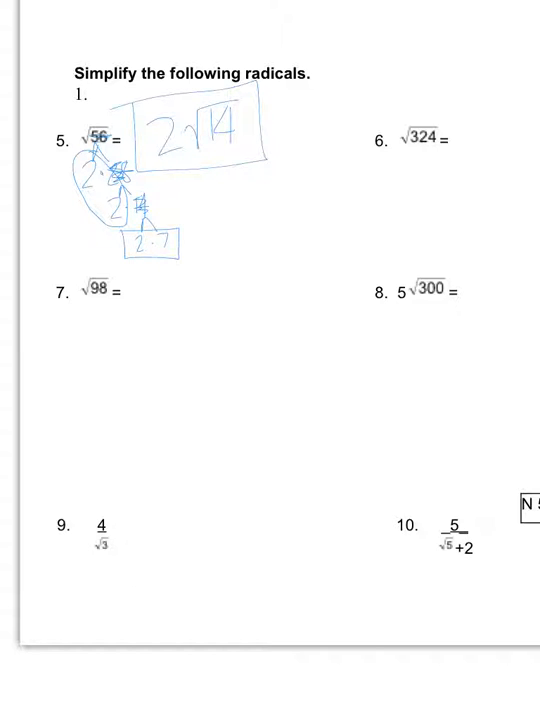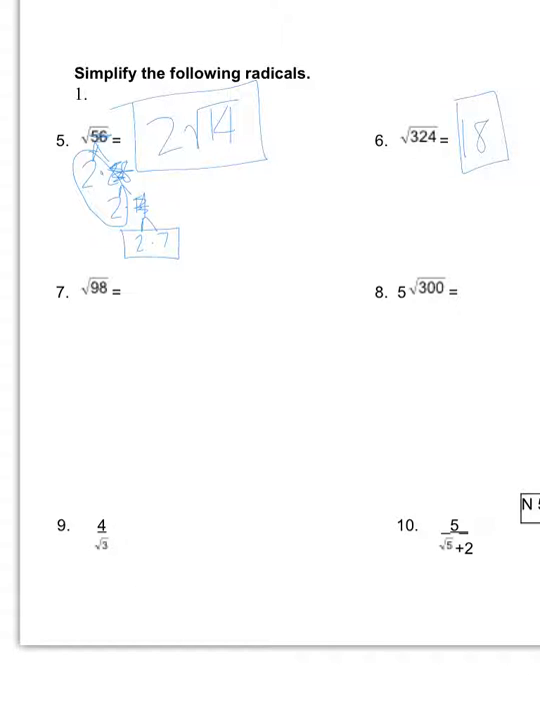Okay, so looking at number 6, square root of 324. First check to see if it's perfect. 324 is a perfect square. So the square root of 324 would give you 18. If you did not check that at the beginning, then when you use the factor tree, you should have ended up with all pairs and nothing that didn't have a pair. So that's why it would be perfect there.